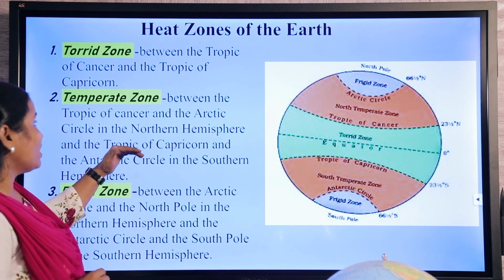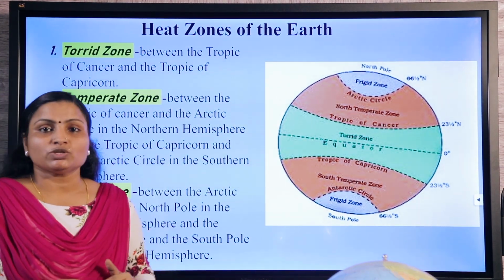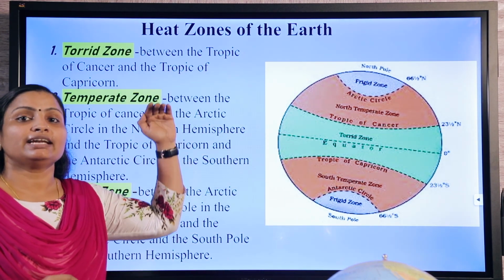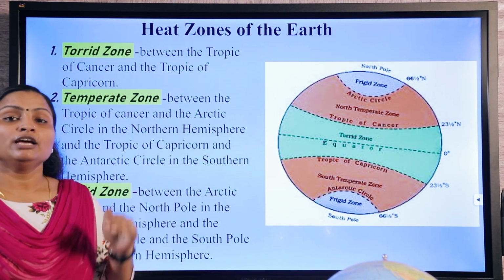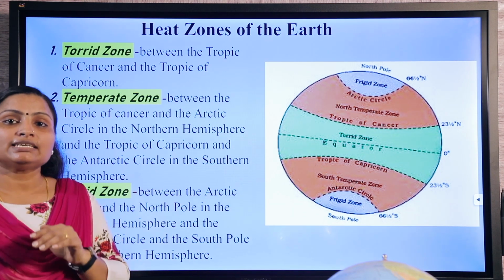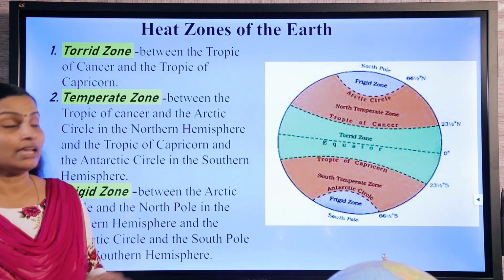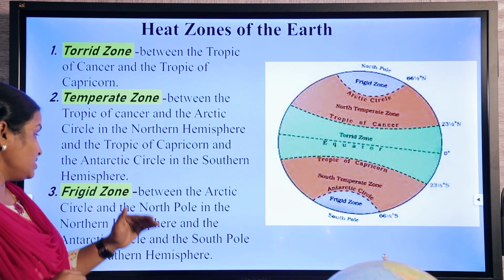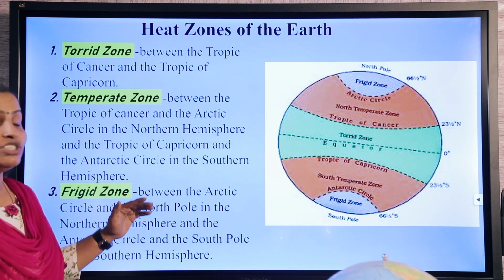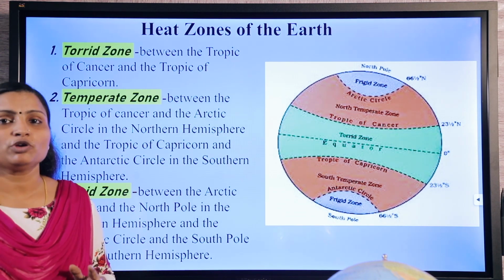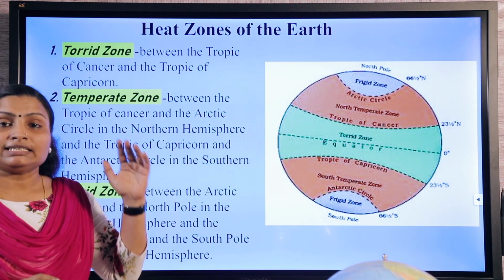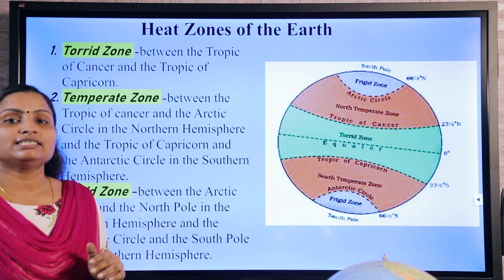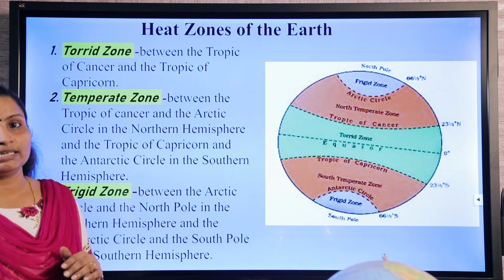Then second one, temperate zone. Temperate zone, it lies between Tropic of Cancer and Arctic Circle in northern hemisphere and Tropic of Capricorn and Antarctic Circle in southern hemisphere. This region receives moderate climate. Next, third one, it is frigid zone. Frigid zone, it experiences extreme cold. It is between Arctic Circle and North Pole in northern hemisphere and Antarctic Circle and South Pole in southern hemisphere.